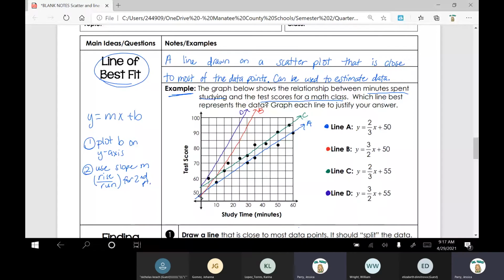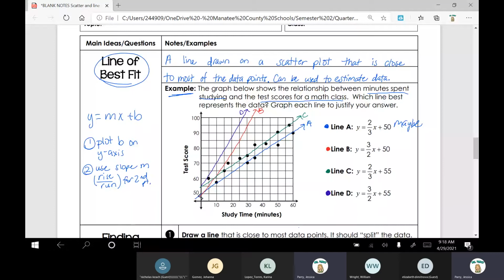I put them in different colors so you can visualize as well. But let's look at all of our lines here. Let's look at the first one, A. A is our blue line here. You can see it's pretty close to most of those points, but we're not going to say it is an answer until we look at all of our choices. But A could possibly be our line of best fit where it's close to most of those points. We're going to keep that in the top of our mind. So maybe. And then let's look at B.